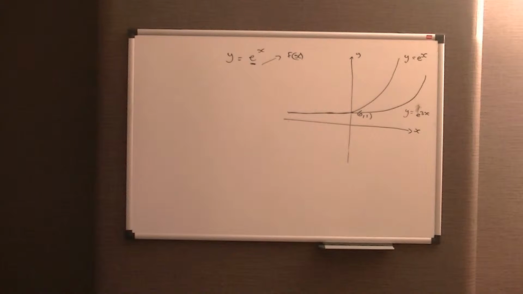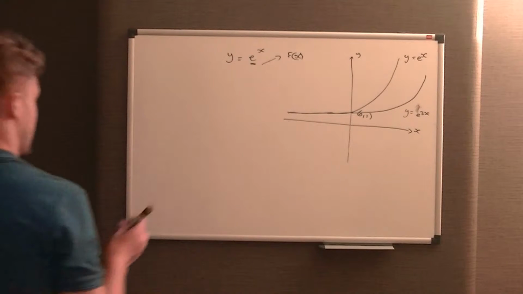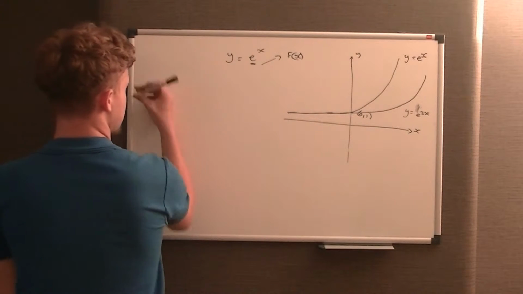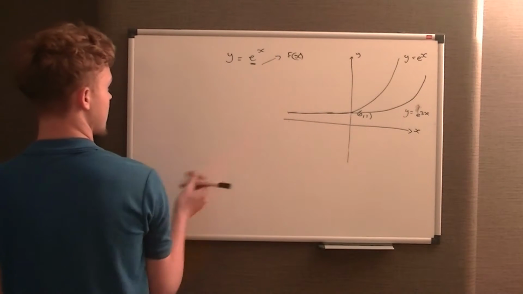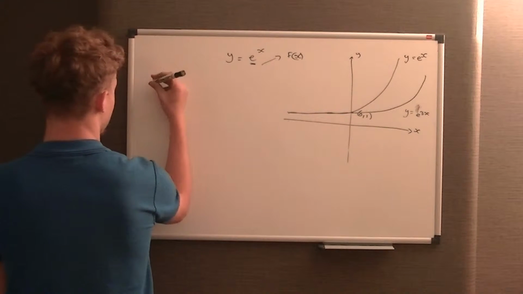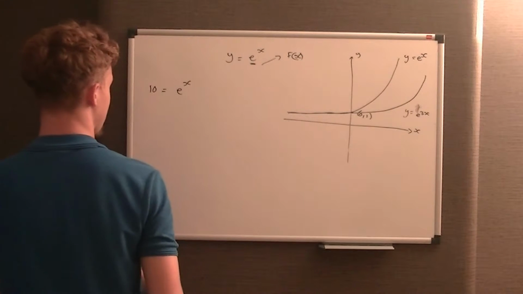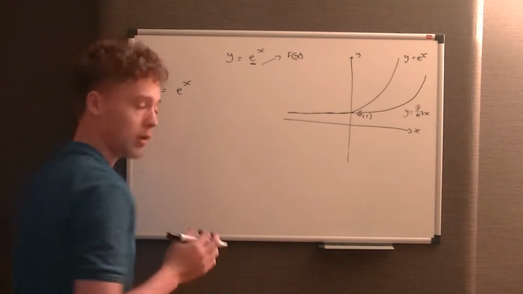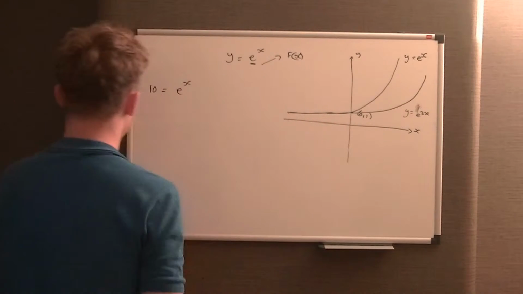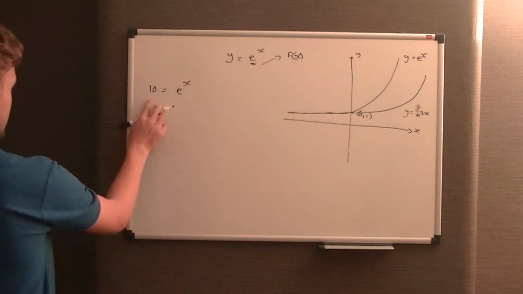Okay, so that's what an exponential function is. Now, what does this mean? Say if we want to find x here, and we've got 10 equals e to the power x. How do we work that out? Well, we can't use logs, because this isn't a function.